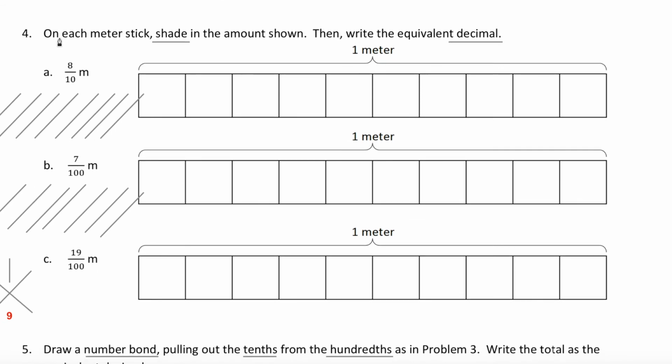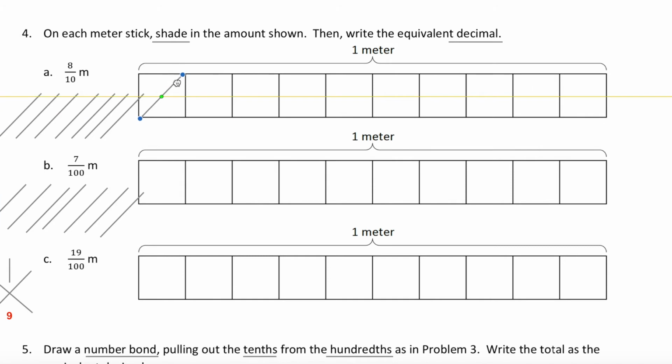Okay? Let's go ahead and move on to number 4. On each meter stick, shade in the amount shown. Then write the equivalent decimal. Okay, so first we need to shade, then we're going to write the decimal. Okay, so how many boxes do we shade in? 8. Okay, my tool, I'm going to use a line, and that'll act as my shade.